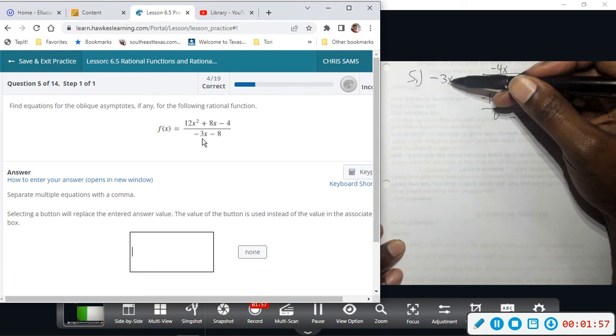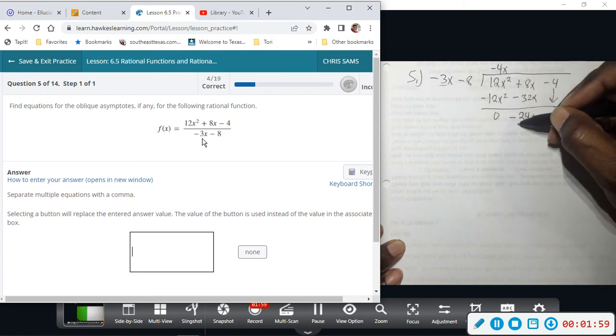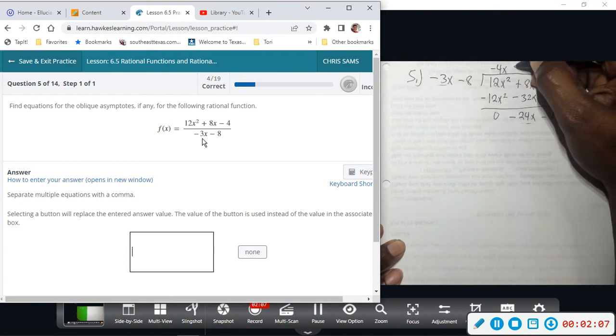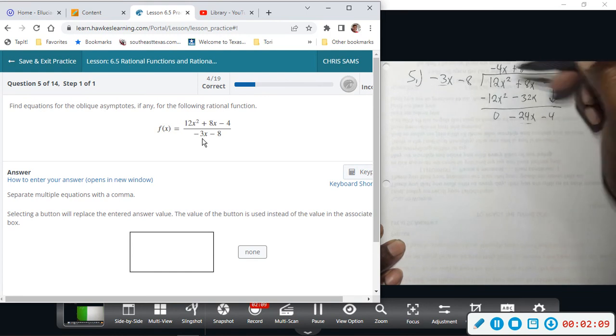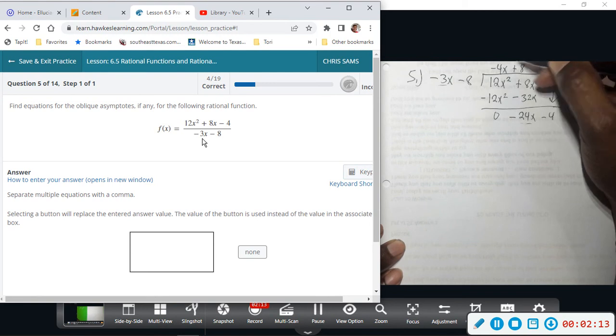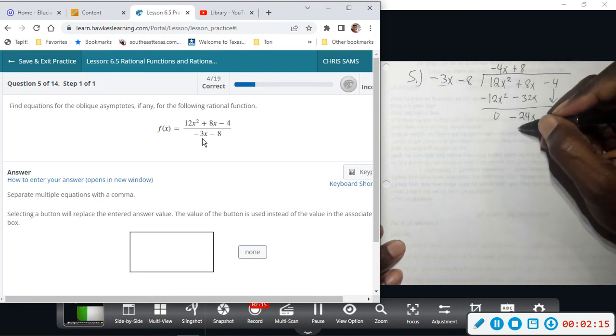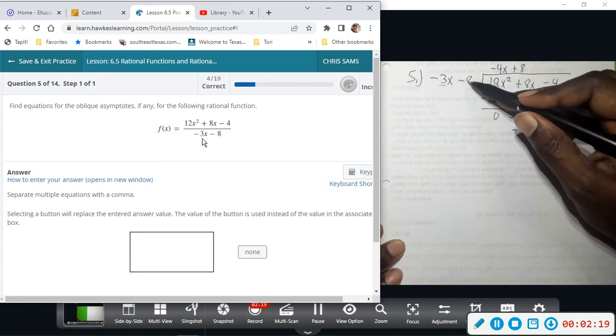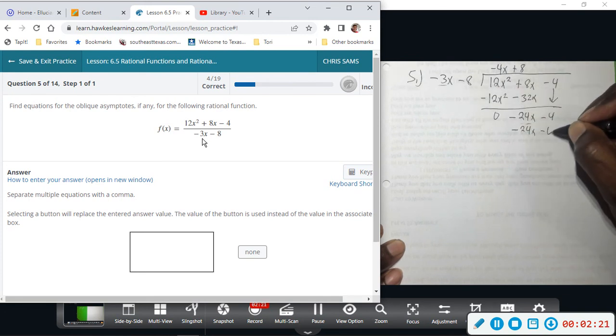And then you repeat. So you want this first term to be the same as this. Well, they're both negative, but I have a 3, I need it to be 24. So 3 times positive 8 will give me 24. I have 1x. I need 1x, so we're good to go. So just times 8. 8 times negative 3x will give me a negative 24x. 8 times negative 8 will give me a negative 64.